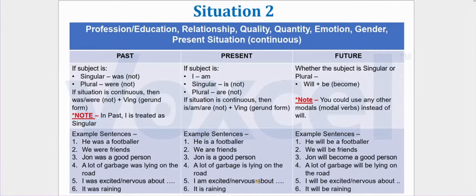Moving on to one more, sorry, continuous. So when you want to say it was raining, like it was raining in the past, so it was raining. It is raining right now, it is raining. And if you think it will rain in the future, it will be raining. I hope it is clear.